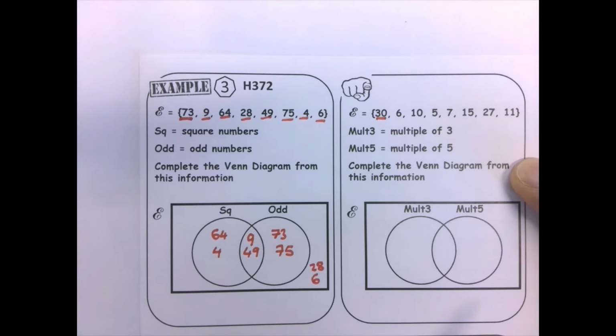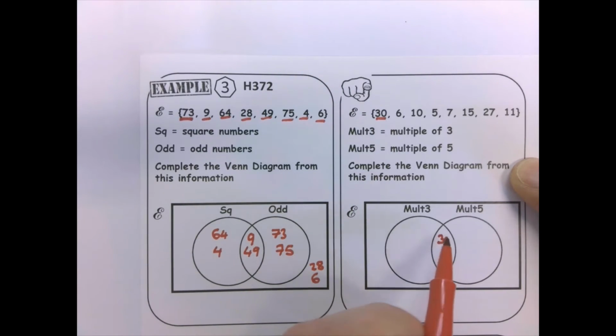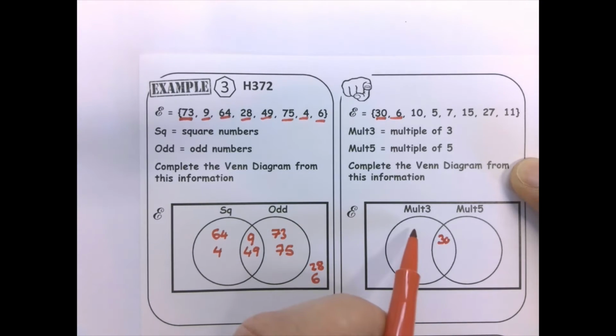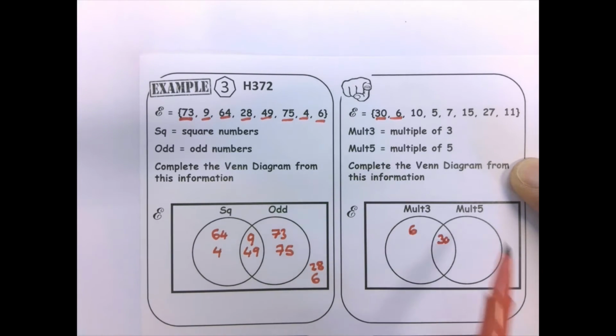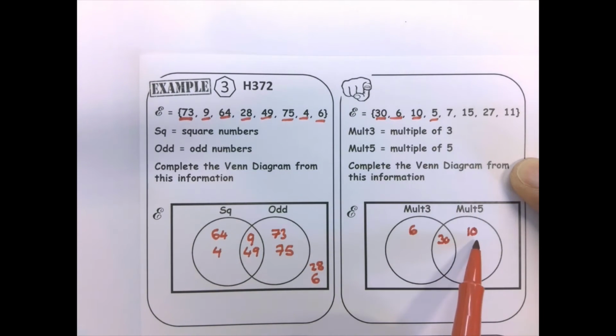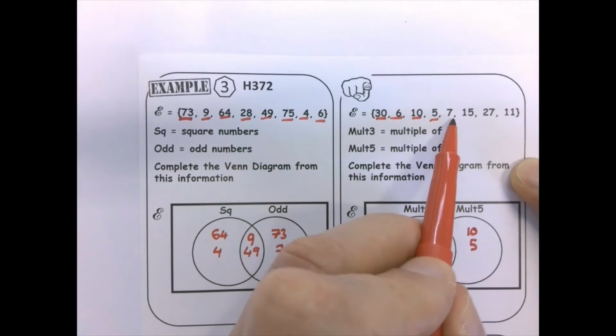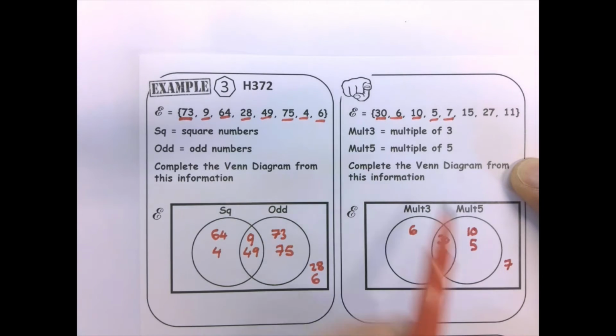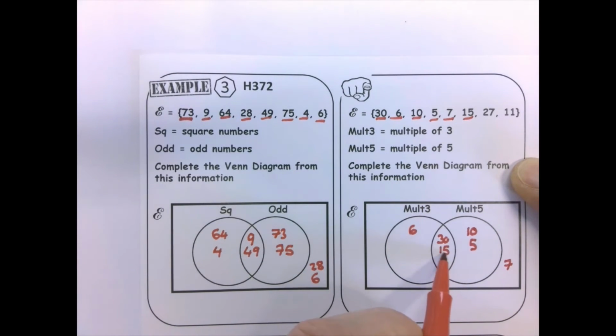So 30 is a multiple of 3 and a multiple of 5, isn't it? Okay. 6 is a multiple of 3, isn't it? 10, that's just a multiple of 5. 5 is just a multiple of 5. 7 isn't a multiple of 5 or 3. 15 is a multiple of 3 and 5, isn't it? So put that in the middle.